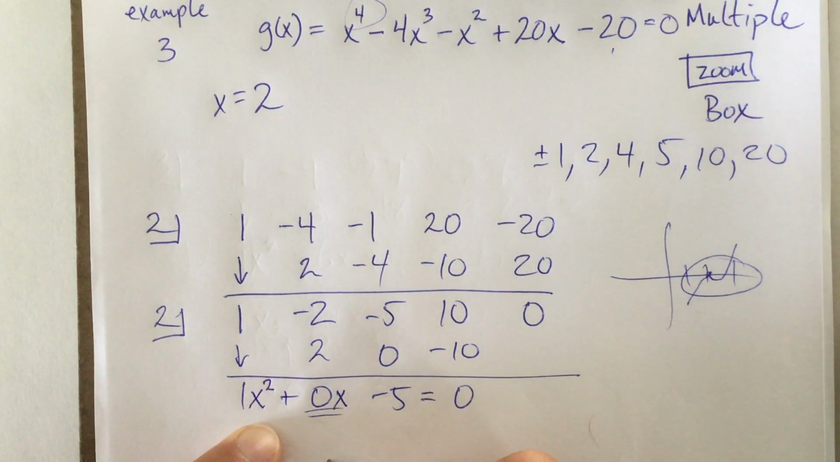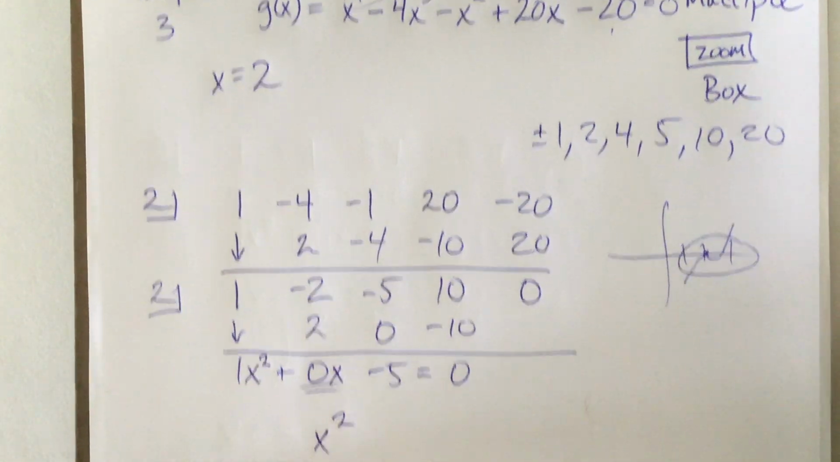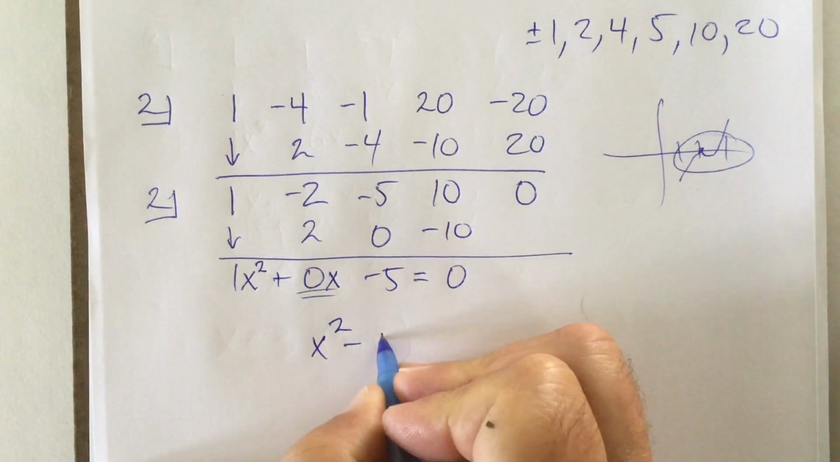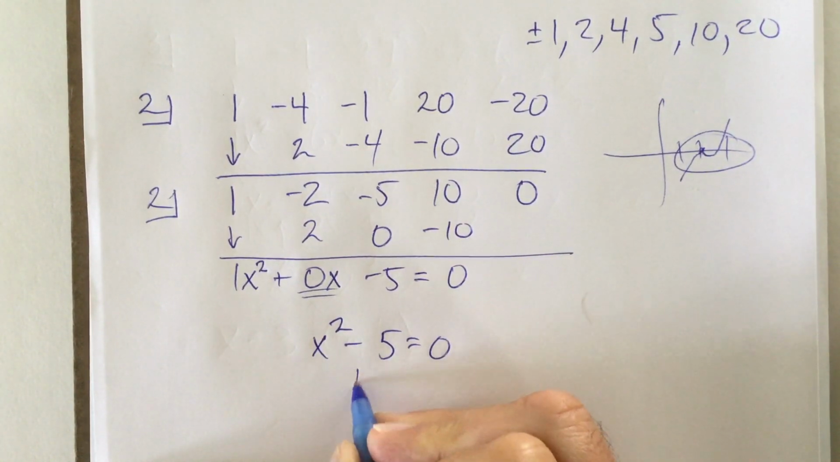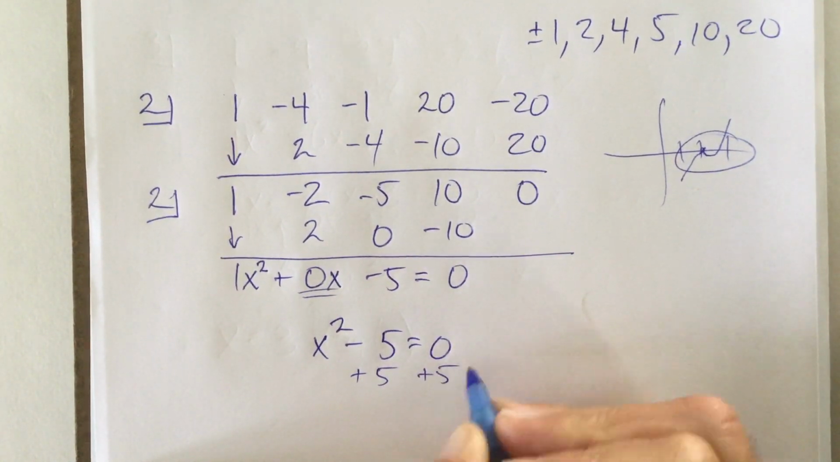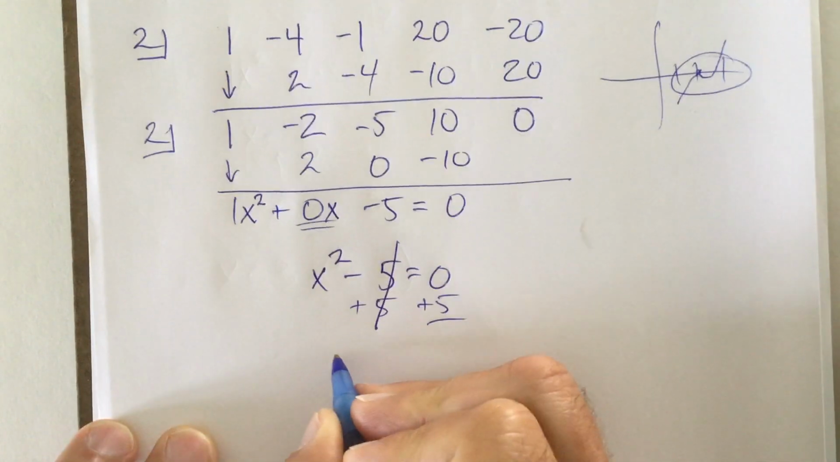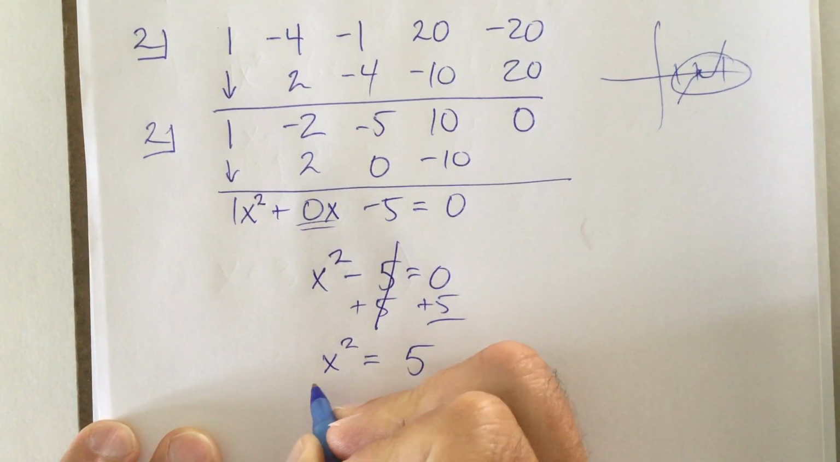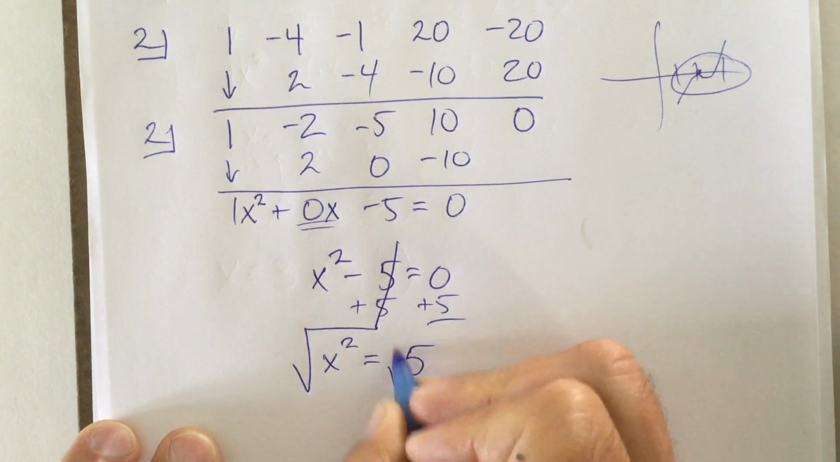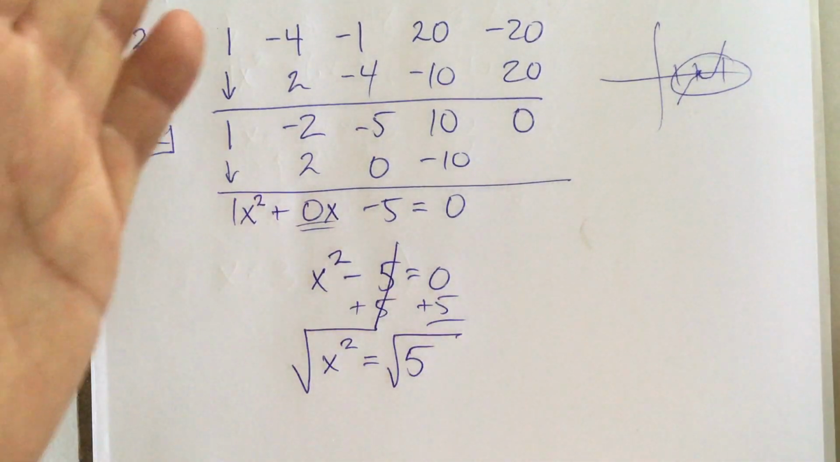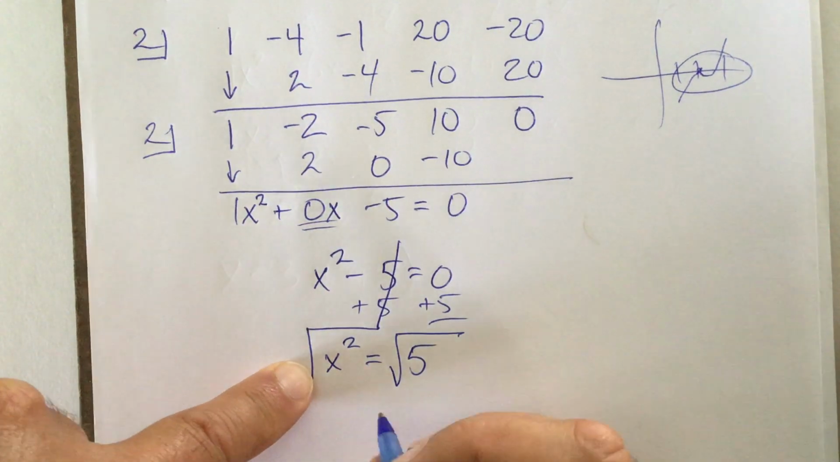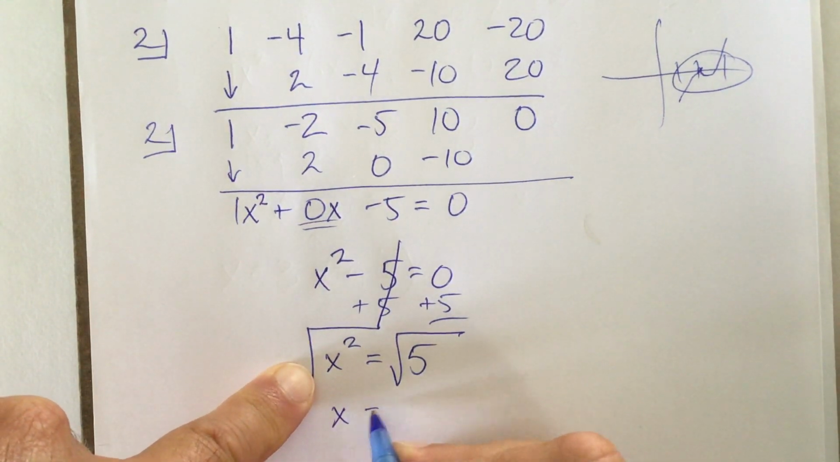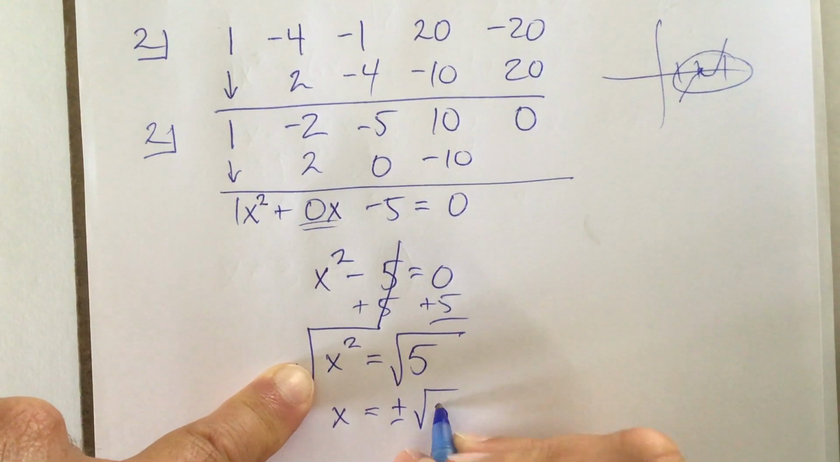When you have no x's, it means you're going to solve it like this. I'm going to move the 5 to the other side. I'm getting the squared information by itself. And then I'm going to root like a cheerleader. Ready? Okay. Here we go. That's x equals plus or minus rad 5.